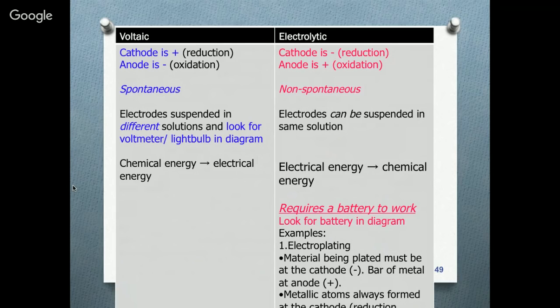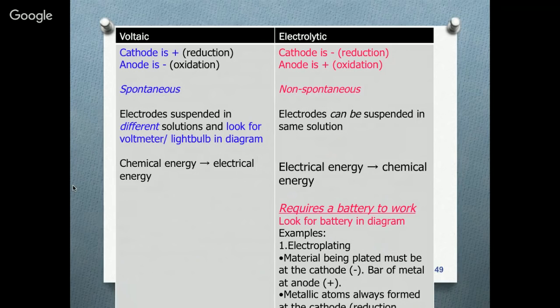When you're looking at a picture and you're not sure how to identify them, for voltaic, look for 2 separate beakers. Look for a voltmeter, look for a light bulb or something like that to indicate that it's voltaic. For electrolytic, it could happen in the same solution. So if you see one container, it's going to be electrolytic. Voltaic, it's chemical to electrical. Electrolytic begins with E, ends with C, it's electrical to chemical.